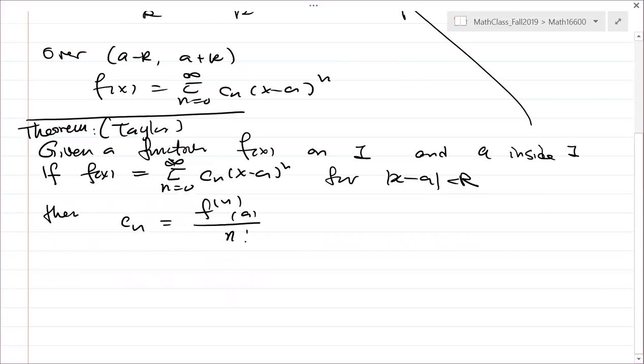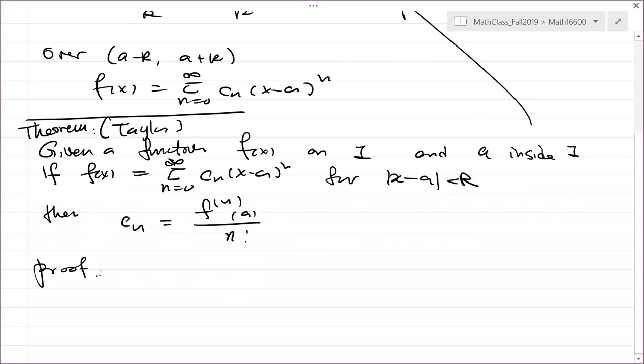So if the function has a power series representation near some number, that power series representation is unique, it cannot be two different ones. And the coefficients can be given by this simple formula. Now, how to prove it?